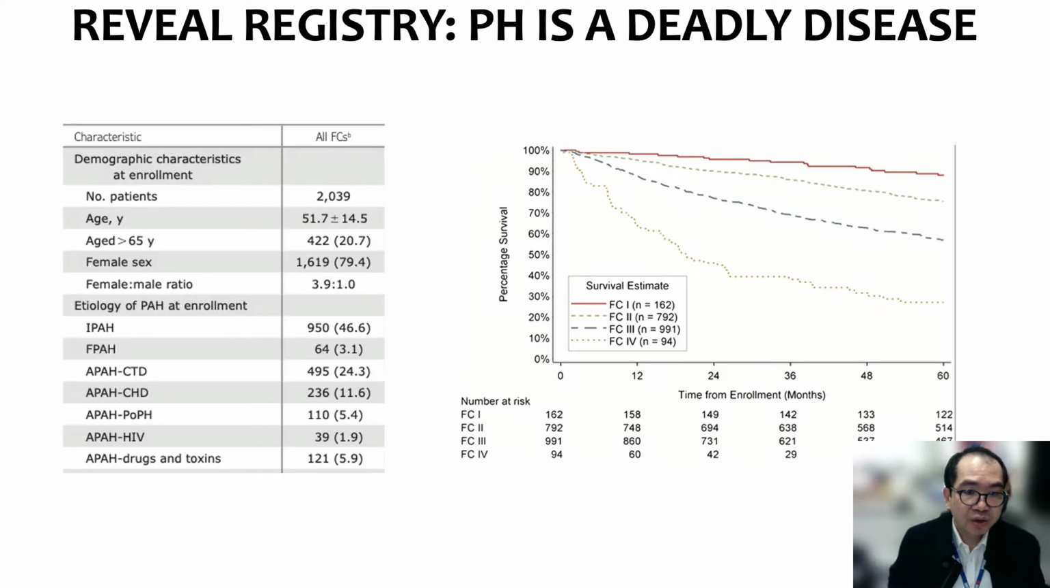And also, we know that patients with pulmonary hypertension, their clinical functional class is a major determinant of the outcome. The better functional class, the better outcome of this patient. This highlights that if we are able to diagnose this patient early, we may be able to improve their clinical outcome and prognosis in the long term.